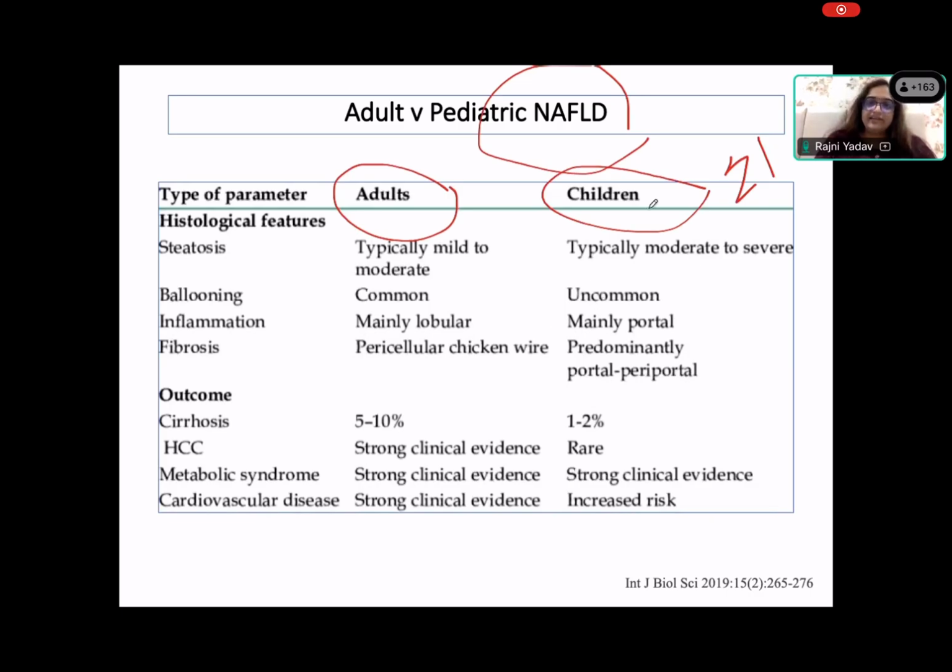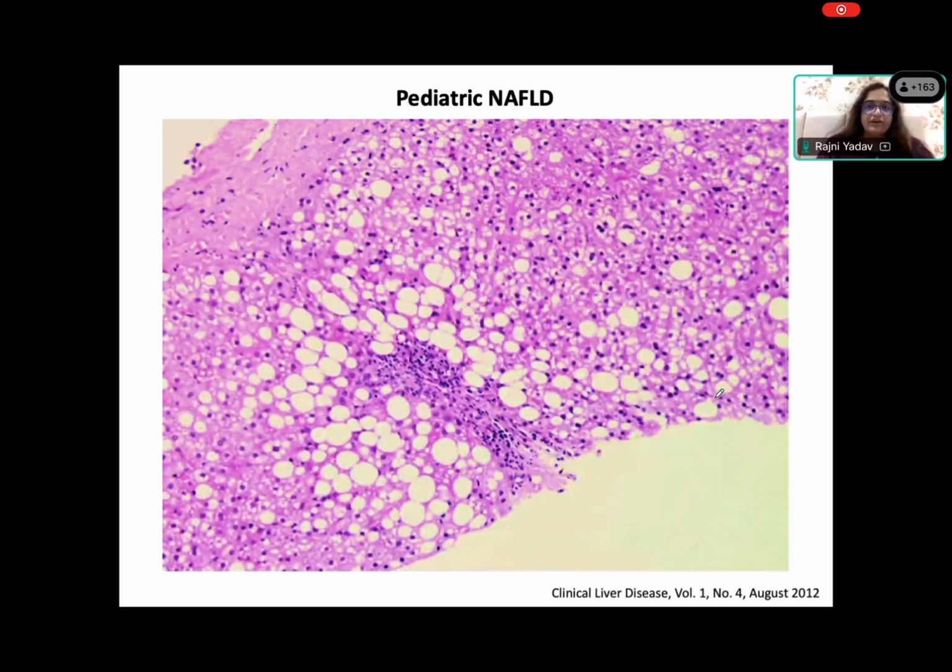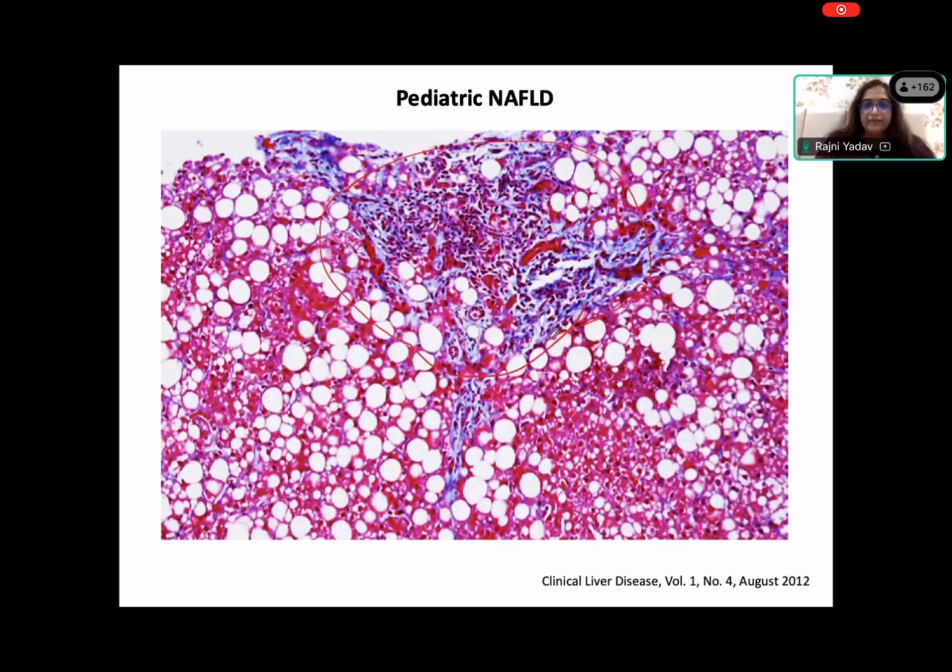Now see, in children, NAFLD actually occurs more after 10 years, at least after 5 years. In less than 5 years of age, we should not suspect non-alcoholic fatty liver disease. See here, there is a portal area, and you can see the fat is localized around the portal area. So that's a pediatric NAFLD pattern, and the fibrosis is also occurring in the portal area. But see, these children, once they grow older, can have an adult kind of NAFLD pattern also. So they can have either pediatric NAFLD or adult type NAFLD.